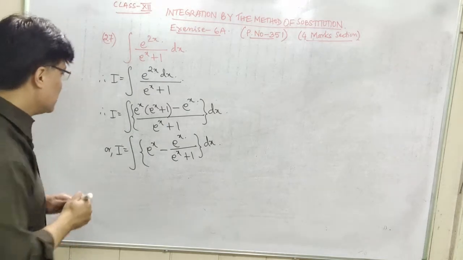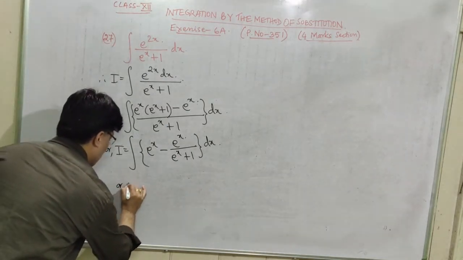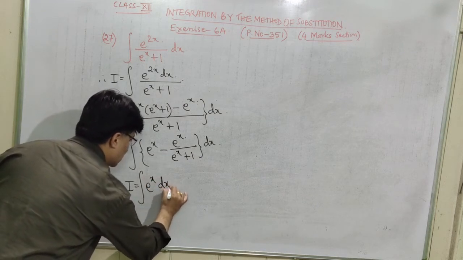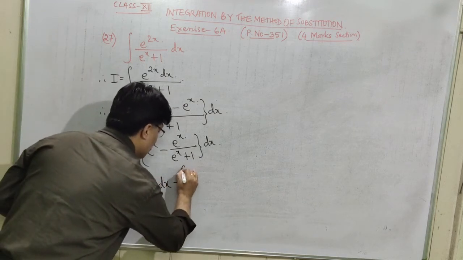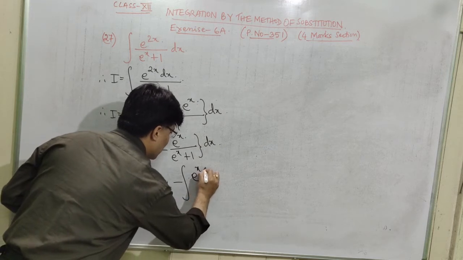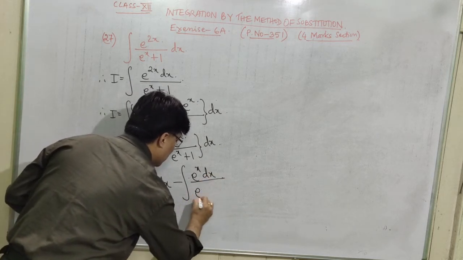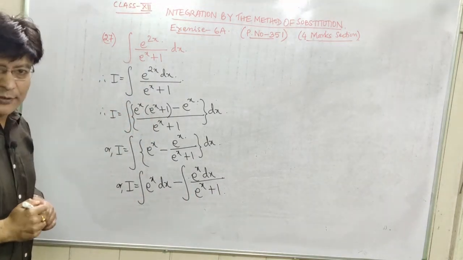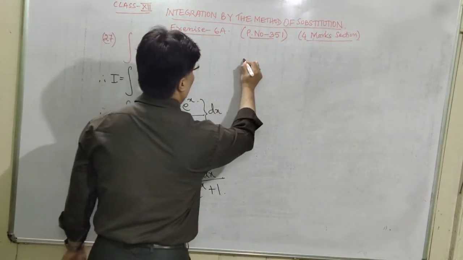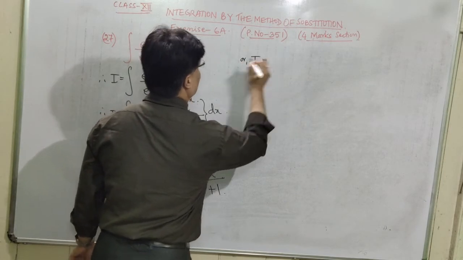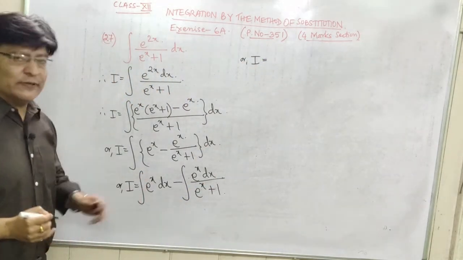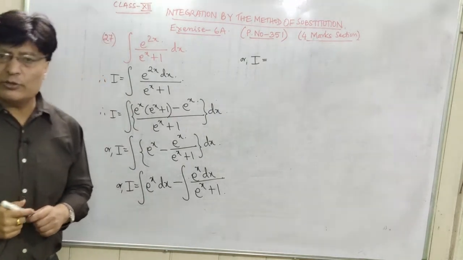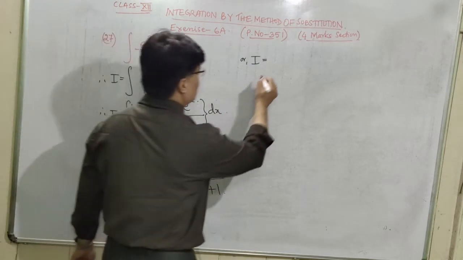Now you can separate the integral sign and dx also. Or I is equal to integral of e to the power x dx minus integral of e to the power x dx divided by e to the power x plus 1. I think you have understood it. Next, now what is the integration of e to the power x dx, or differentiation of which function is e to the power x? That is here e to the power x.